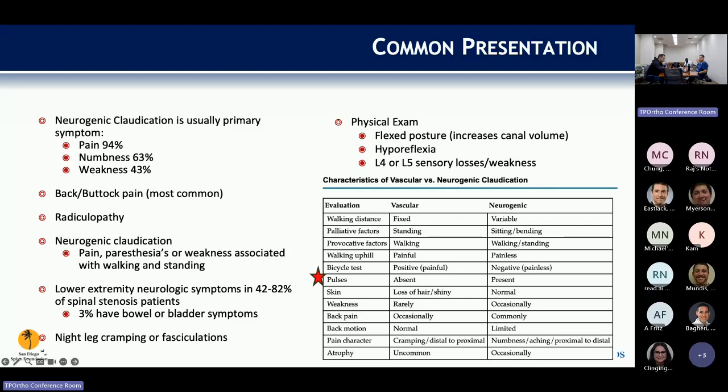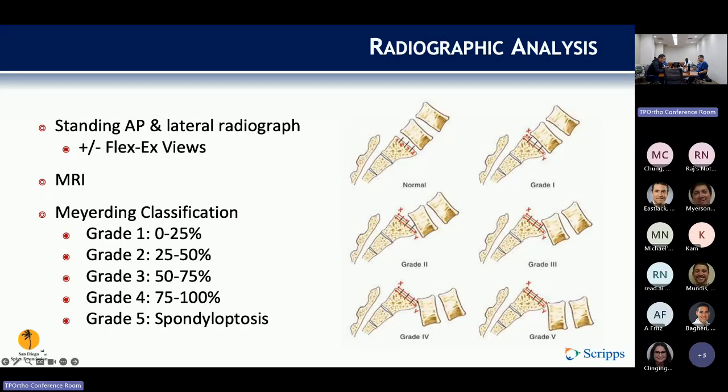And something I thought was important, maybe overlooked sometimes, is making sure we check pulses on all these patients, because vascular and neurogenic claudication can a lot of times present pretty similarly. It can be easily forgotten, but it's very important to make sure that we're checking pulses on patients.